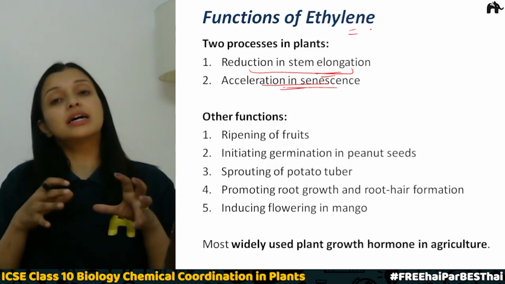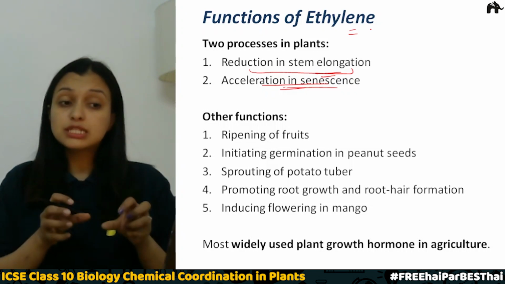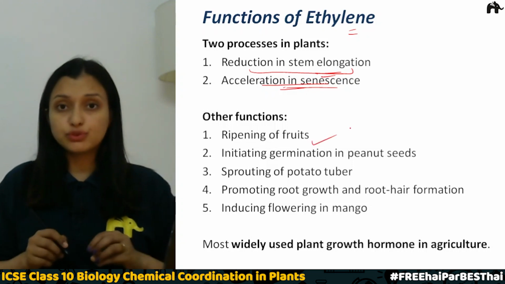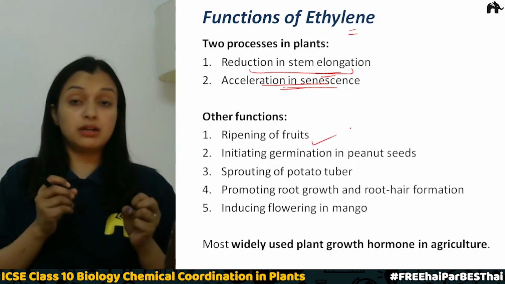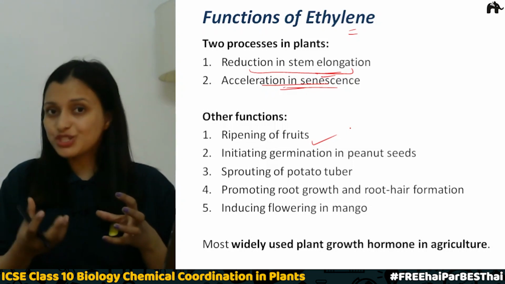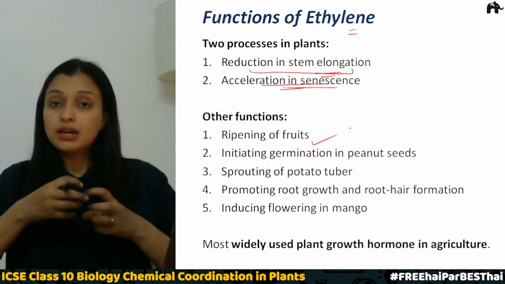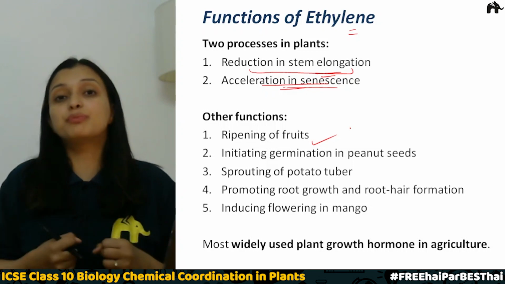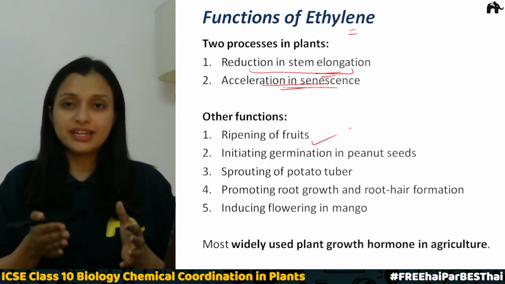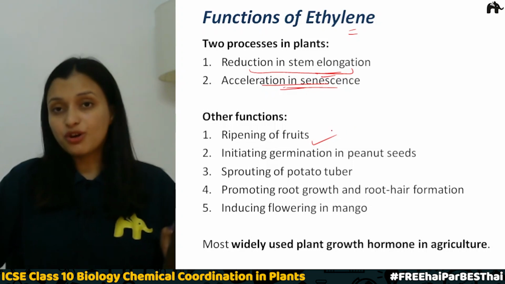So there are certain other functions of this particular hormone, that is ethylene. The first one is ripening of fruits. As we studied, Argain found a gas that was being produced by oranges, and this gas led to the ripening of bananas, because both the oranges and bananas were stored nearby, right? So it causes ripening of the fruits.